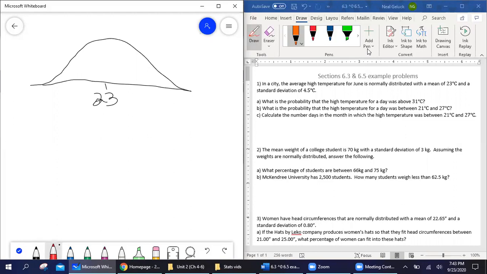So 31 will put me to the right here. So I'm going to mark that off. And I want to know what's above 31. So I want to know to the right. I want to figure out that area. That'll equate to the probability. I need to convert 31 to a z-score. So 31 minus the mean divided by the standard deviation.